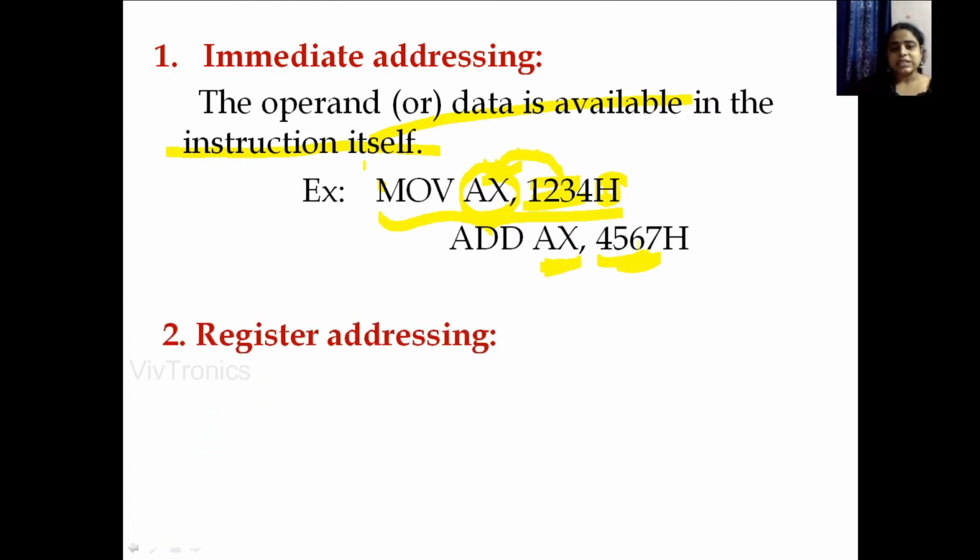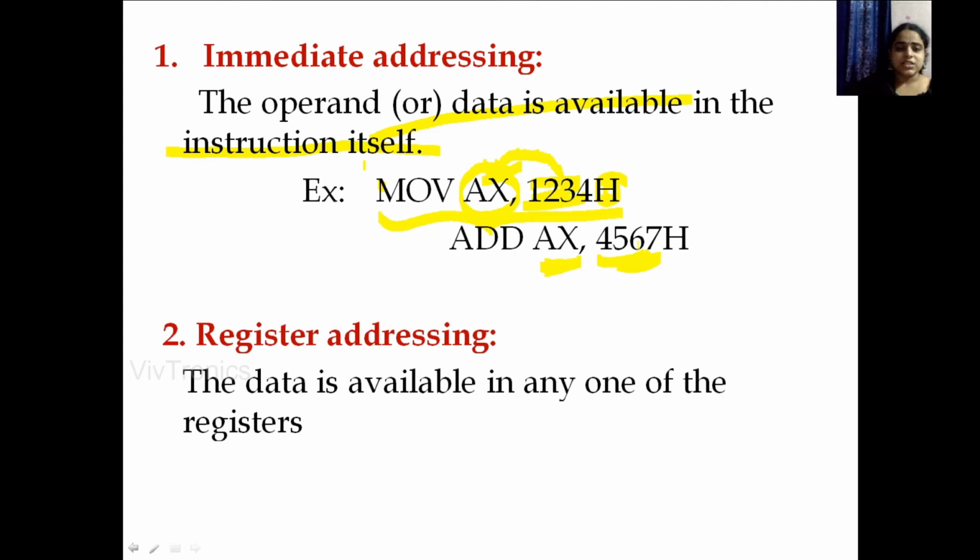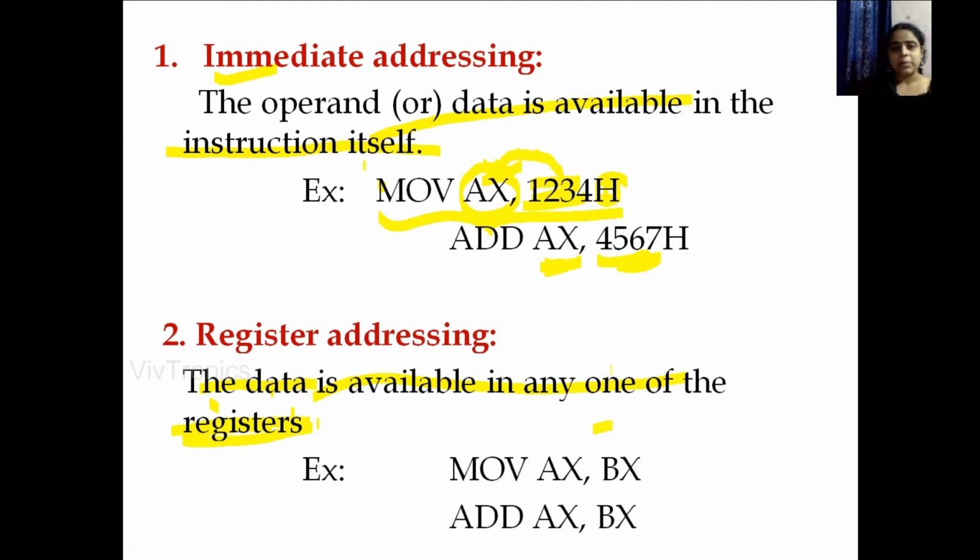Next one is register addressing. In register addressing the data is available in any one of the registers. That means, MOV AX, BX: the data is transferred from register to register. So MOV AX, BX, ADD AX, BX, ADD CX, DX are examples of register addressing mode.